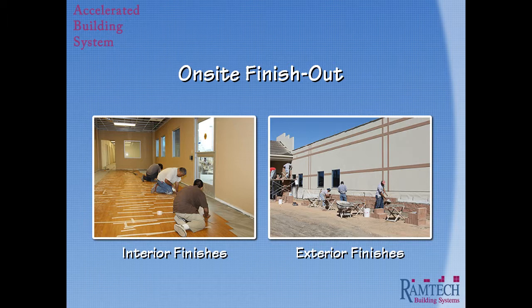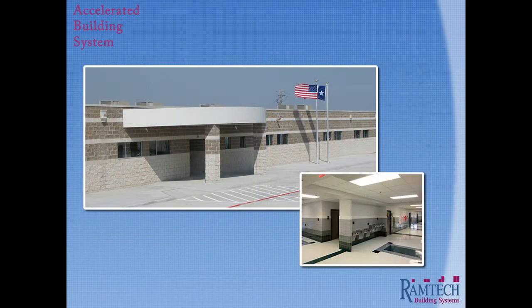With Ramtech's Accelerated Building System, all of the interior tape, texture, and painting takes place in the field. At the same time, all of the exterior finishes are applied, just as they would be with a completely site-built building. As you can see, the result is a building with the same curb appeal that meets or exceeds the specifications of any site-built structure, but without the longer construction timetable and higher costs.